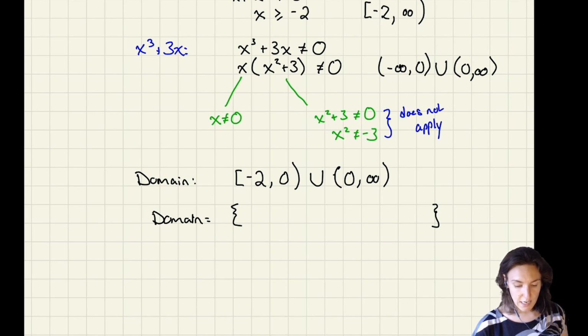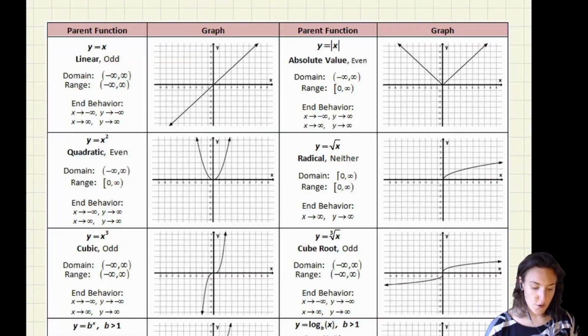Now, in terms of notation, when you have a union, this is actually a type of set. So because it's a type of set, you don't have to put the squiggly brackets there.